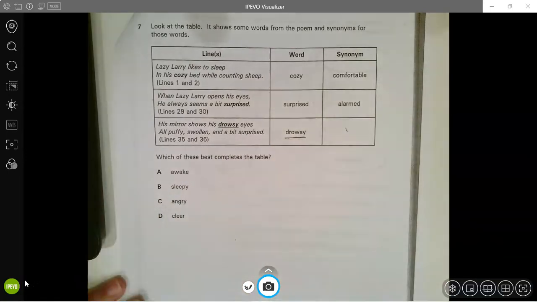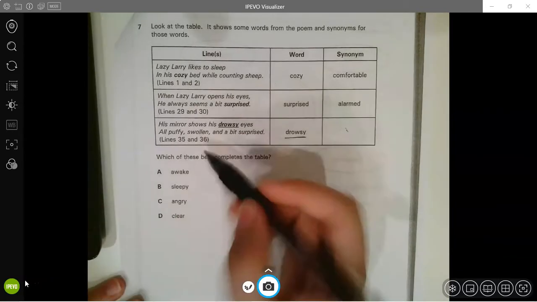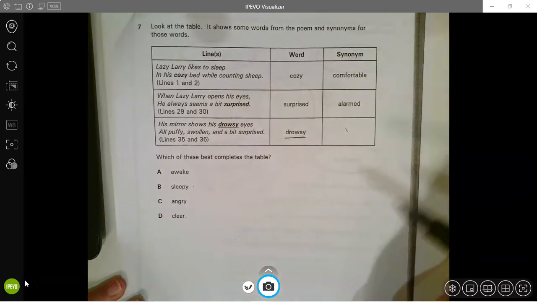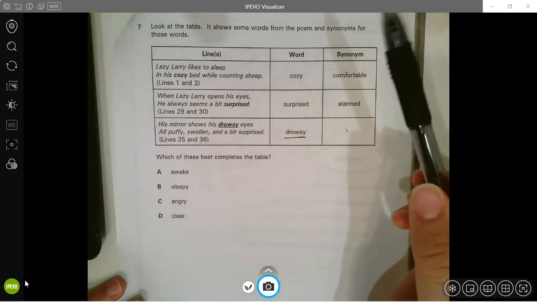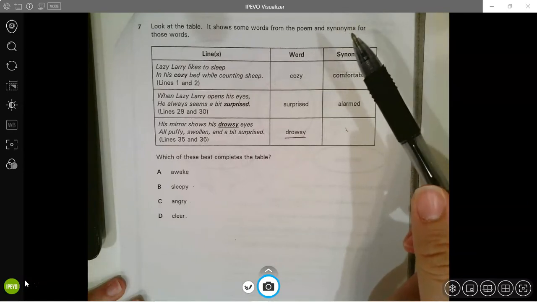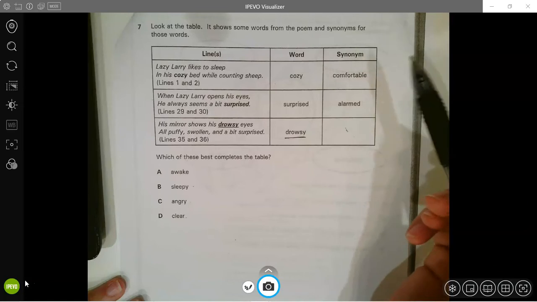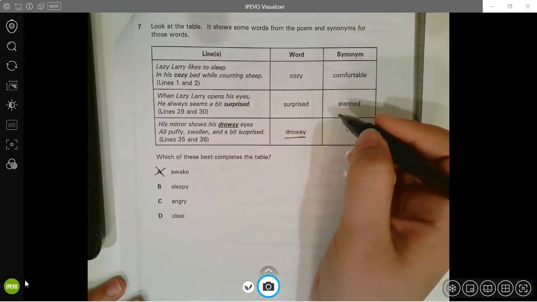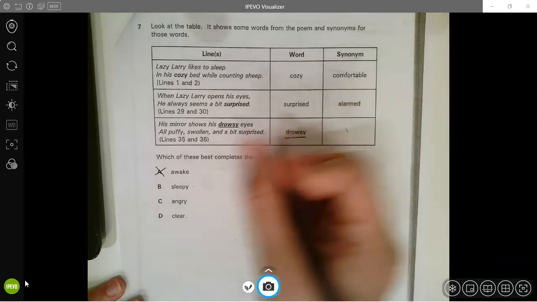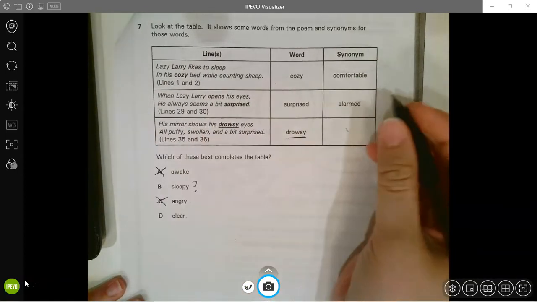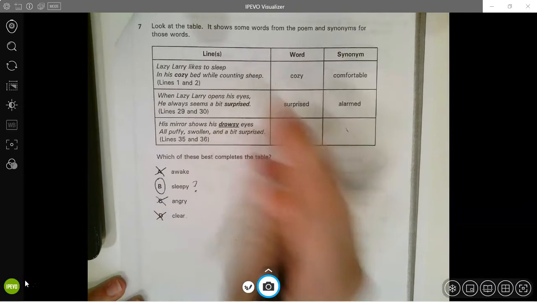So drowsy. What would be another synonym? Would it be awake, asleep, sleepy, angry, clear? So if your face is all puffy and swollen and a bit surprised, does that mean you're going to be awake? Like you're wide awake? No. Be sleepy. Maybe sometimes when you kind of rub your eyes and you're just waking up, it could be like that. Angry. No. Clear. No. So my answer is B.